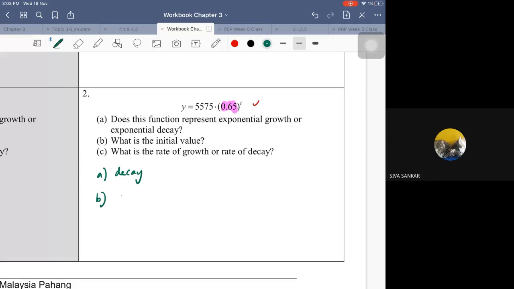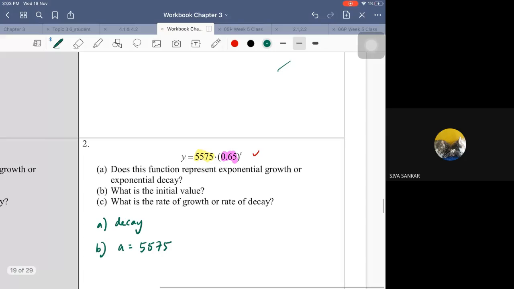5575. Betul. So A adalah sama dengan 5575. So nombor dekat depan index ni yang kita darab dengan index tu. So that is going to be our A value. So what is the rate of growth or rate of decay? So untuk case ni dia adalah rate of decay.